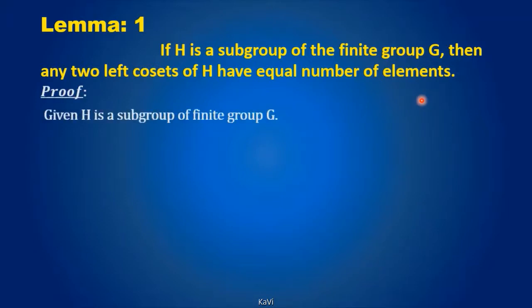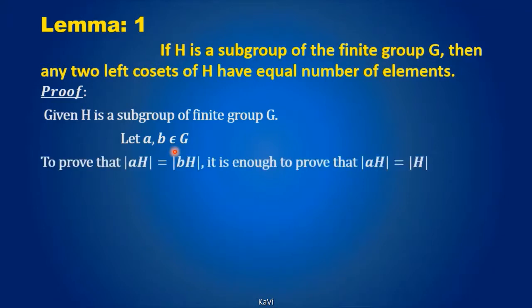Proof. Given H is a subgroup of a finite group G. You consider two elements A and B in G. Then our aim is to prove that order of AH, that is the number of elements in AH, is equal to the number of elements in BH. For this, it is enough to prove that order of AH is equal to order of H. That is because if order of AH equals order of H and order of BH equals order of H, then of course order of AH will be equal to order of BH.